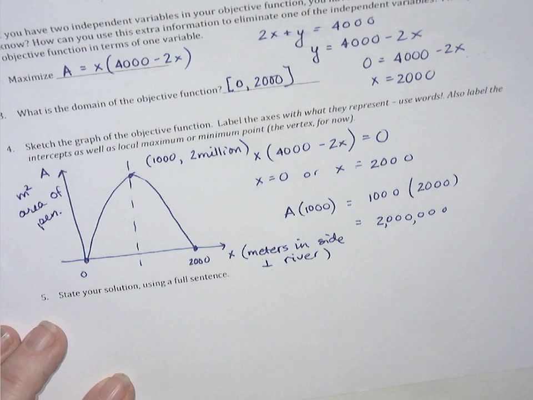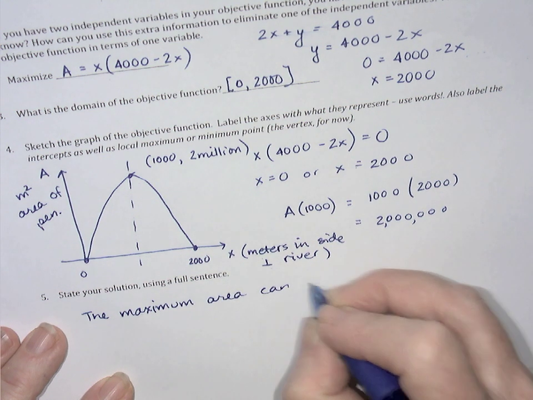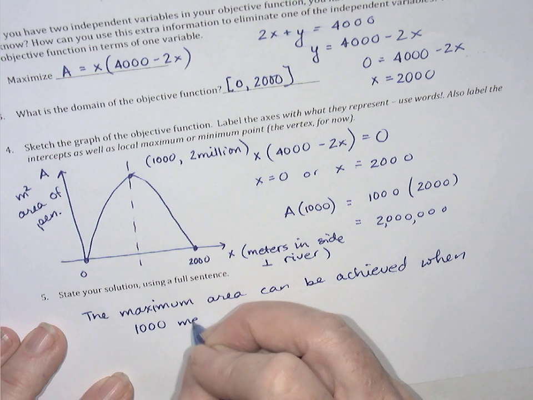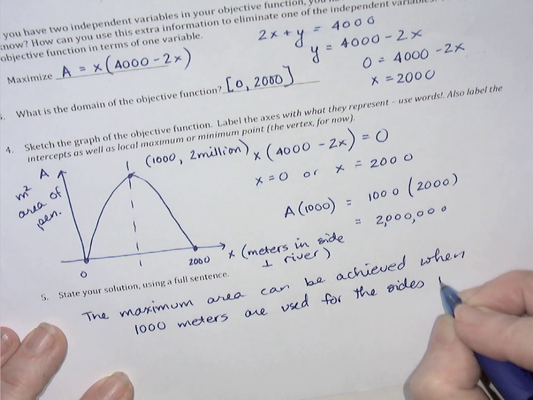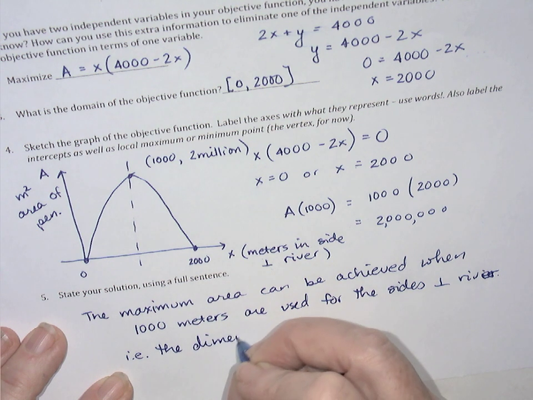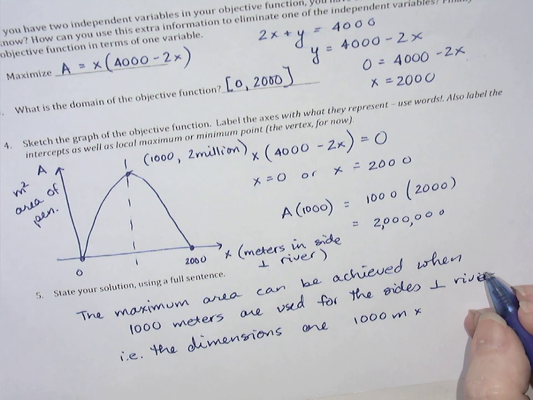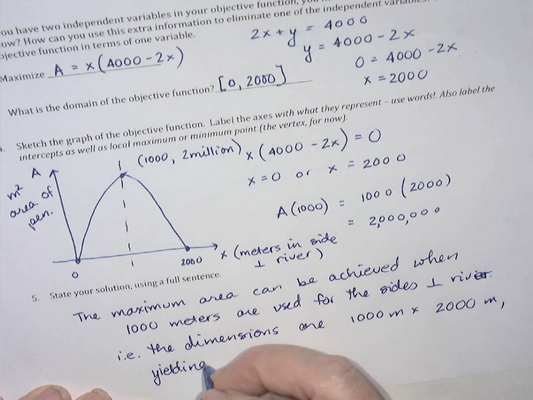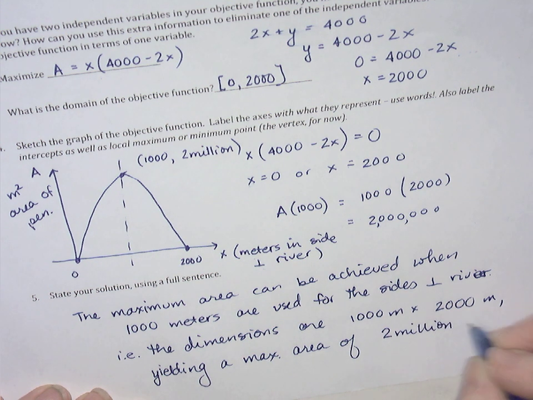So we were trying to maximize the area. Let's say the maximum area can be achieved when 1,000 meters are used for the sides perpendicular to the river, i.e. the dimensions are 1,000 meters by, well, we know y is going to be 2,000 meters, yielding a maximum area of 2 million square meters.